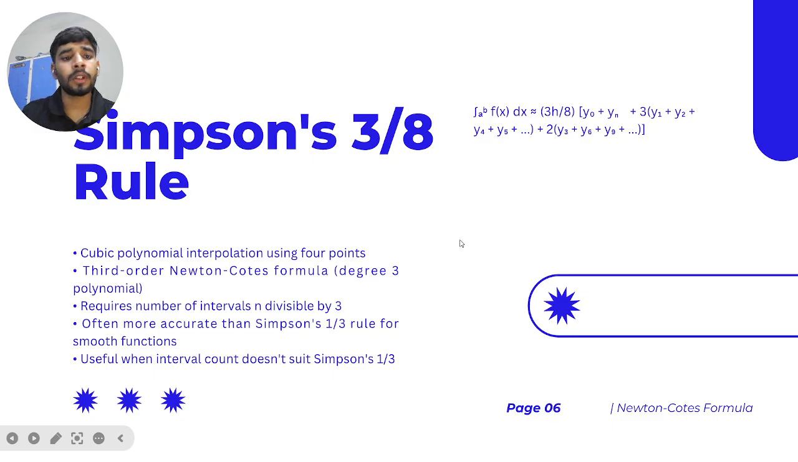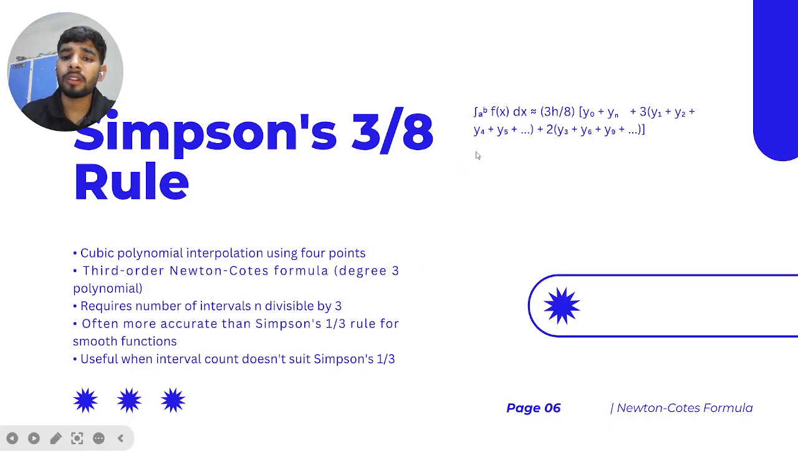Now we will come to Simpson's 3/8 rule. It is a cubic polynomial interpolation using 4 points. Third order Newton-Cotes formula, degree 3 polynomial. It requires the number of intervals to be divisible by 3, and is often more accurate than Simpson's 1/3 rule for smooth functions. Useful when the interval count doesn't suit Simpson's 1/3.